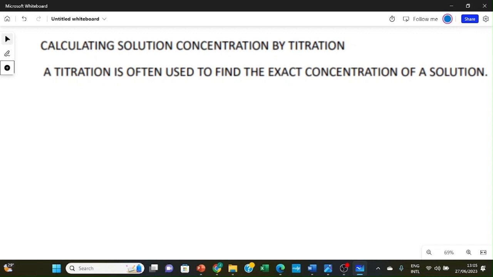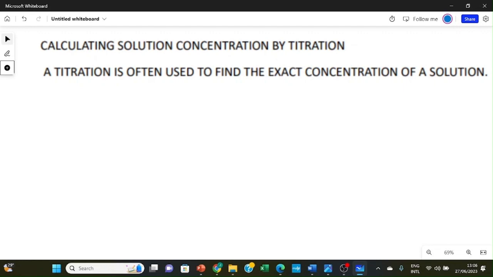Today's lecture is a continuation of our previous lecture on solutions and concentration. Now I want to look at calculating solution concentration by titration. Titration is often used to find the exact concentration of a solution. In our last class we talked about solution and concentration, and about standard solution, which is a solution with a known concentration. So today's class we'll be looking at calculation of the concentration of a solution by titration. We'll be looking at more advanced questions.